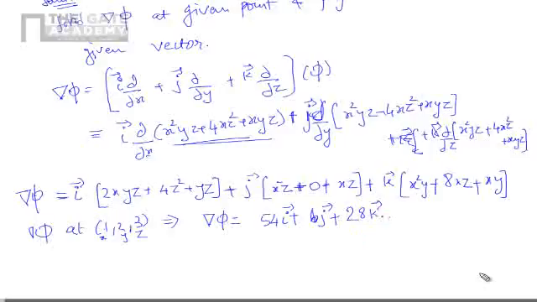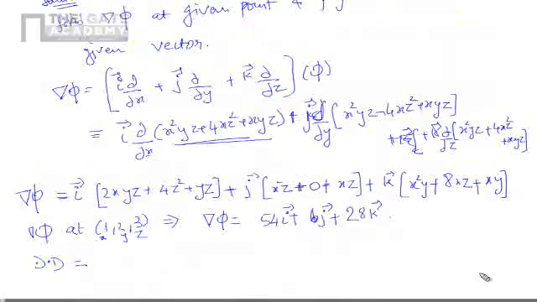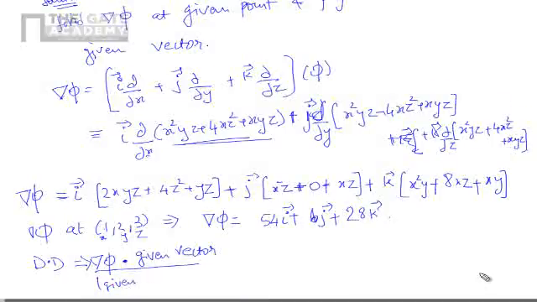Now we have to find the directional derivative. Directional derivative, in short I will write it as dd. So dd is nothing but what? Del phi dot given vector, divided by modulus of given vector. That is what it is.